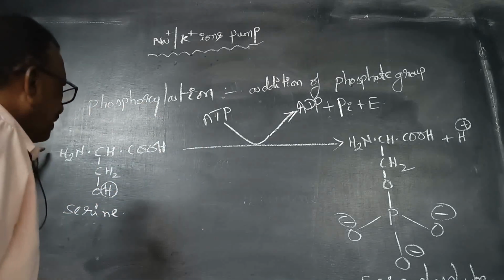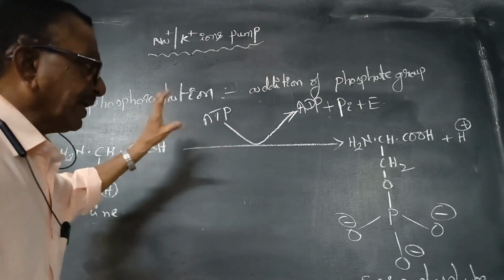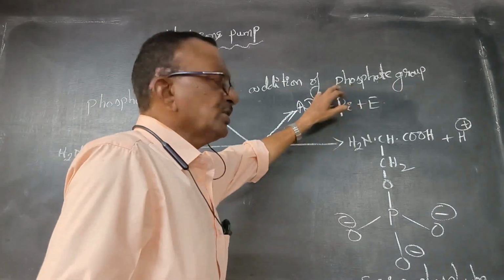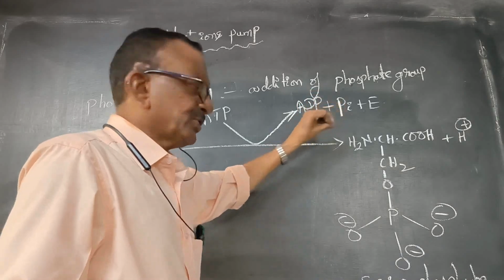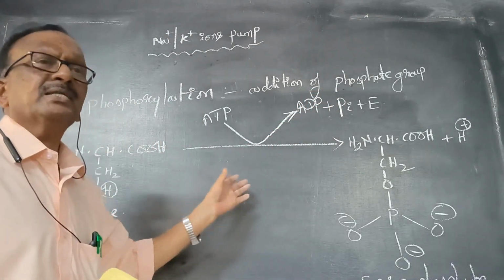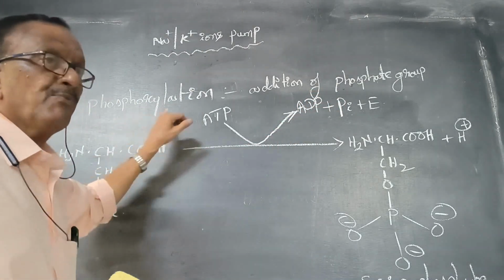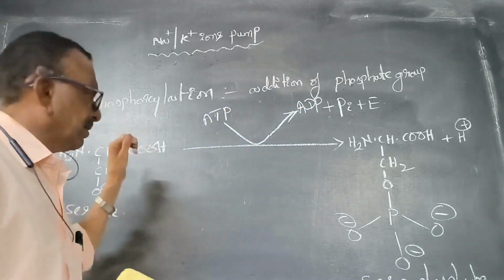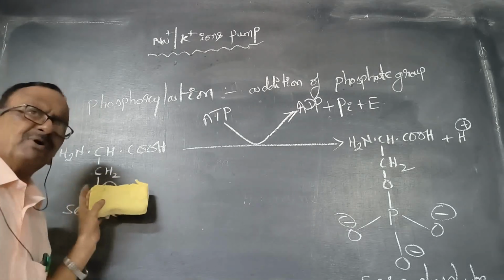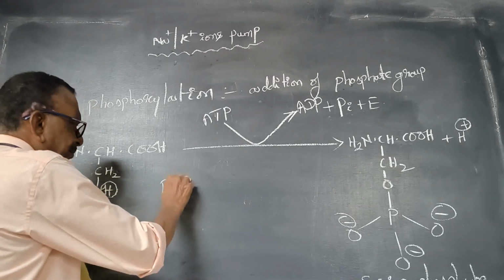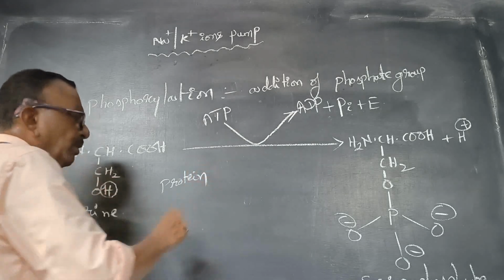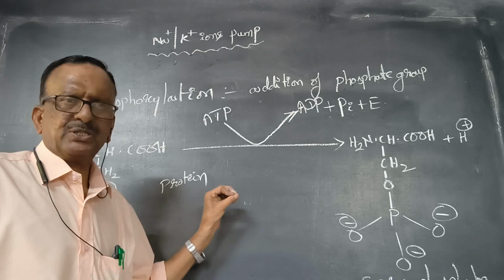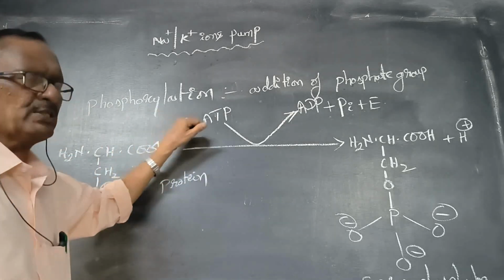So in the phosphorylation process, what is happening? Addition of phosphate group. Where it is going, where it is being attached to the amino acid, it is attached. That process is called phosphorylation. Addition of phosphate group to the amino acid or a group of amino acids, which is called a protein. So to the protein, this inorganic phosphate group is being attached. That process constitutes phosphorylation.